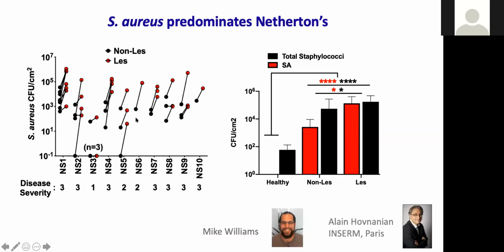And it was shocking to us that every single patient that we looked at was heavily colonized with Staph aureus. This was not something that was generally understood in the literature at the time. You think about Staph aureus colonization in atopics, maybe 25 to 50% of the patients have Staph aureus in AD, but in Netherton's, 100% of them have it at some time.